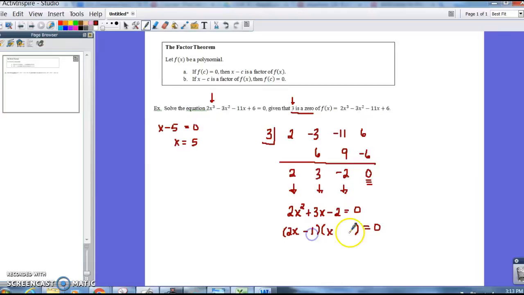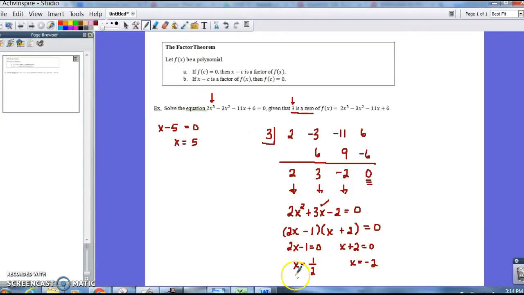If I put -1 here and +2 here, I know those multiply to -2. And then let's test that we get +3 in the middle. If I multiply my outside terms, I get 4x. If I multiply my inside terms, I get -1x. So 4x minus 1x gives me that 3x, so I know that this is factored correctly. So now I can set my factors equal to 0. Here I get x is 1/2, and here I get x is -2.